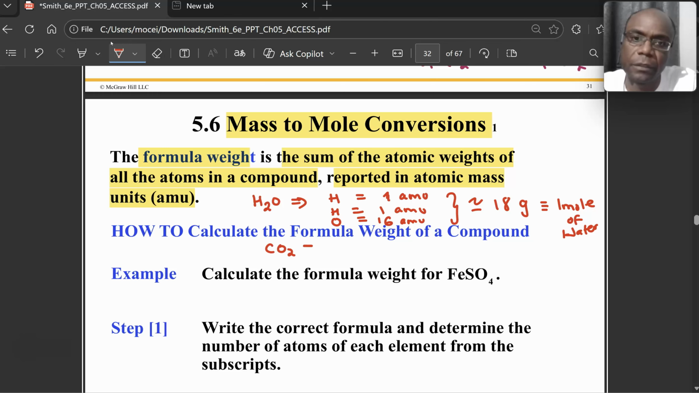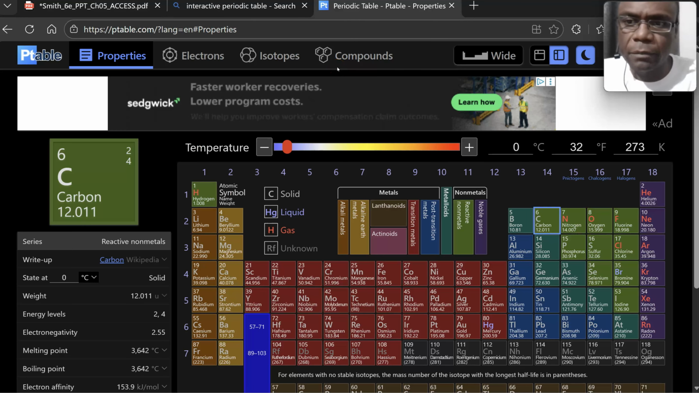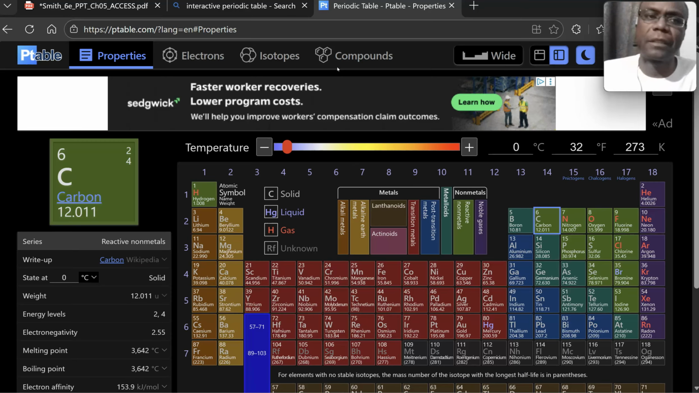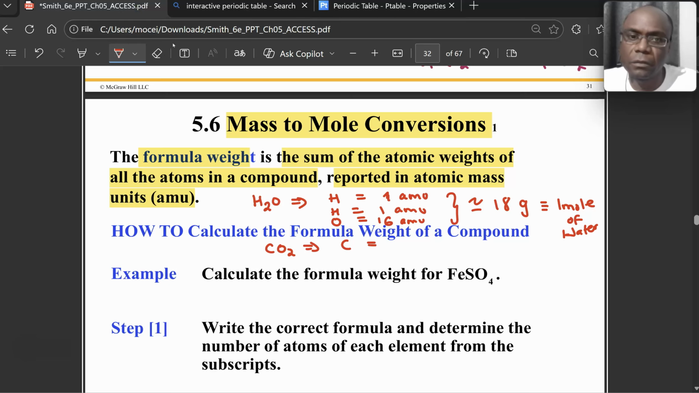Now if you take CO2 for example, the atomic mass of carbon in the periodic table, let me show you the periodic table. So carbon is right here. The mass of carbon is the bigger number in the green box, which is 12.011. 6 is the atomic number, that's the number of protons. We are going with the number of protons plus neutrons, which will give us 12.011 for carbon.